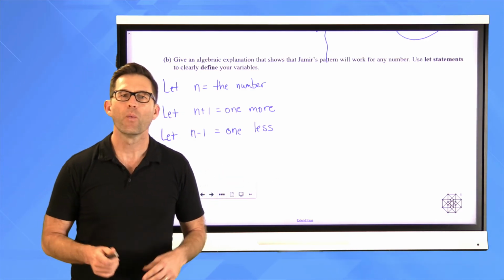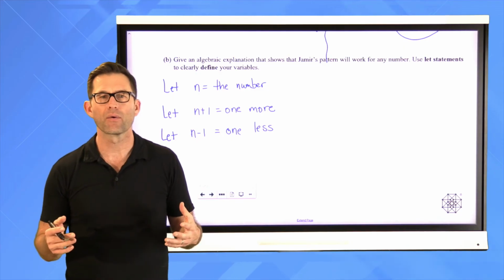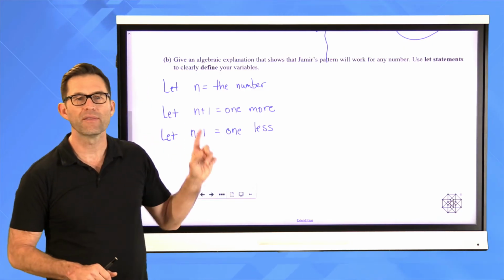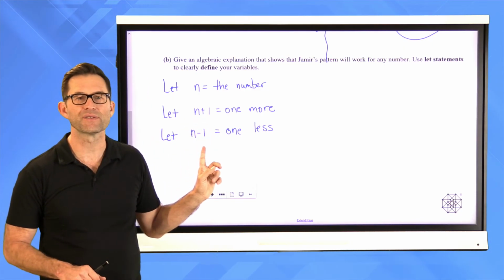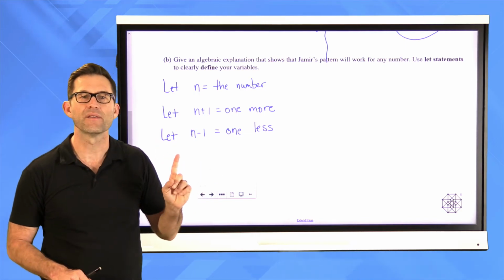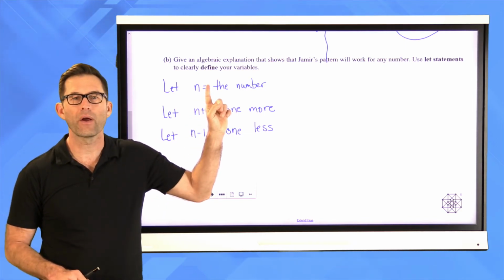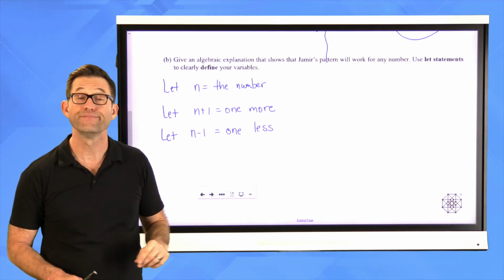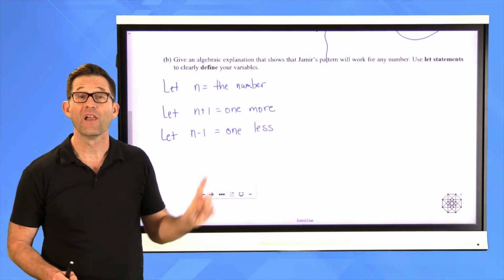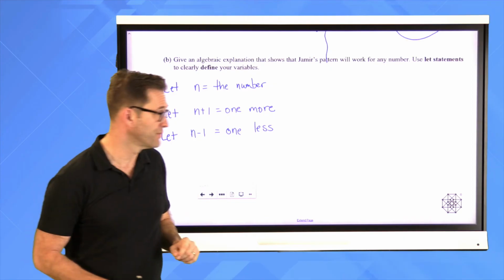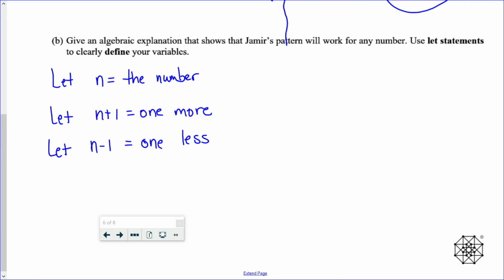Now remember, what Jameer observed was that when I took the product of this with this, I always got 1 less than what I would have gotten had I squared this number. So, if that's the pattern, let's find the product of n plus 1 times n minus 1, and let's see what we get. Now, this is the tie-in to the lesson itself. We have to do this by using double distribution.